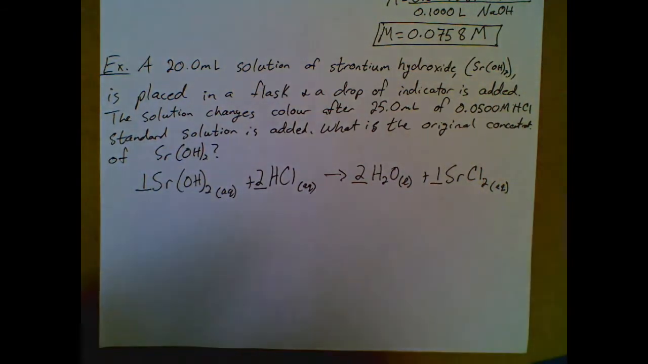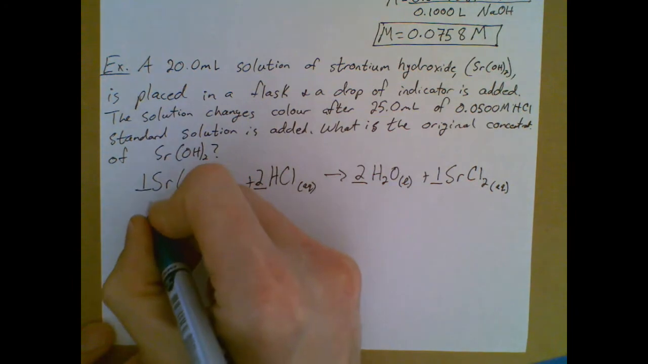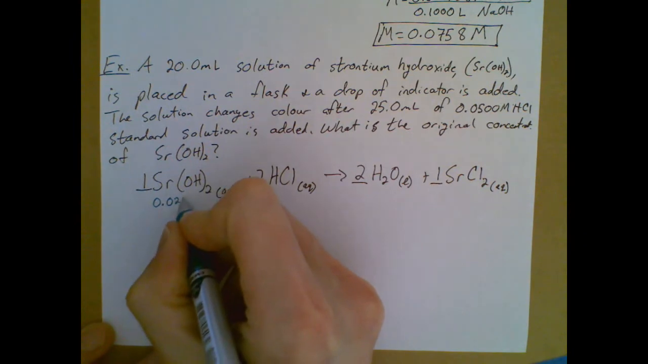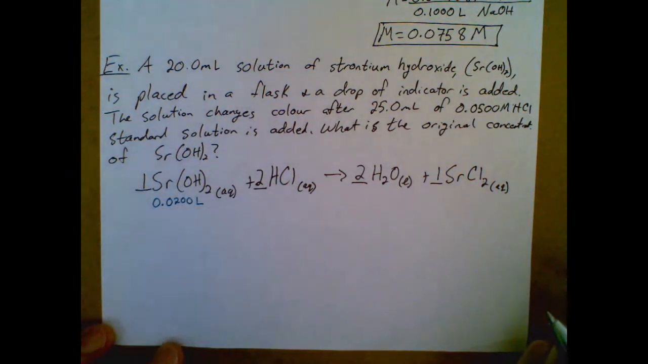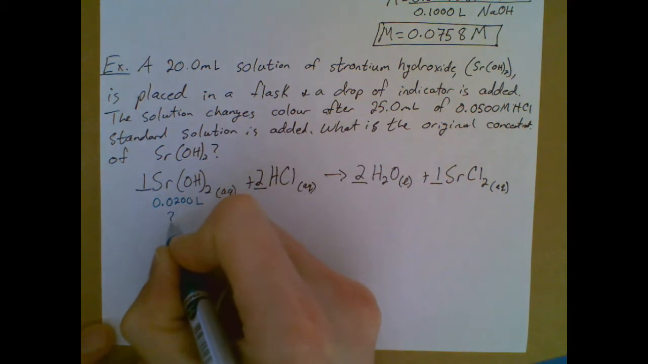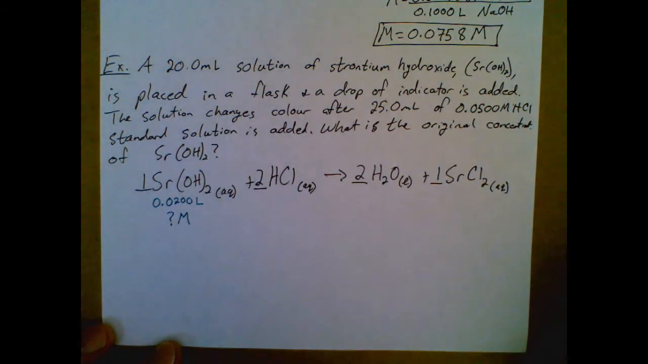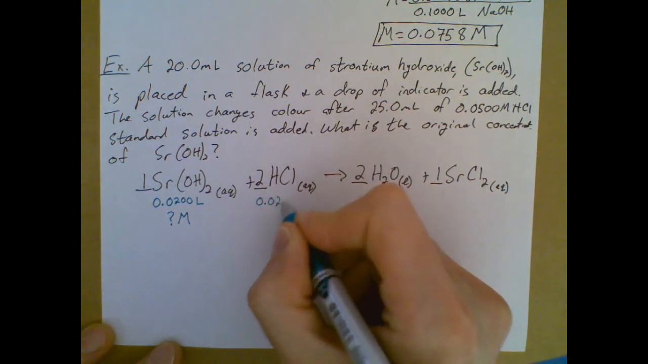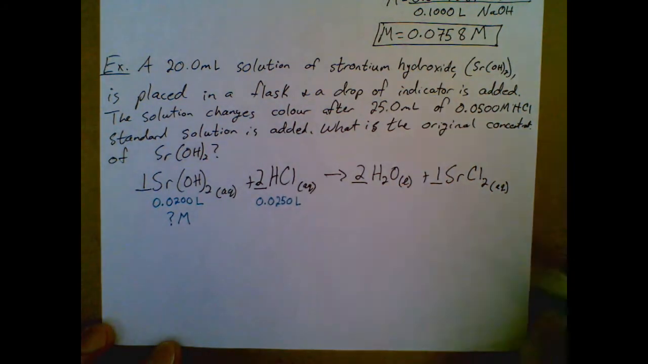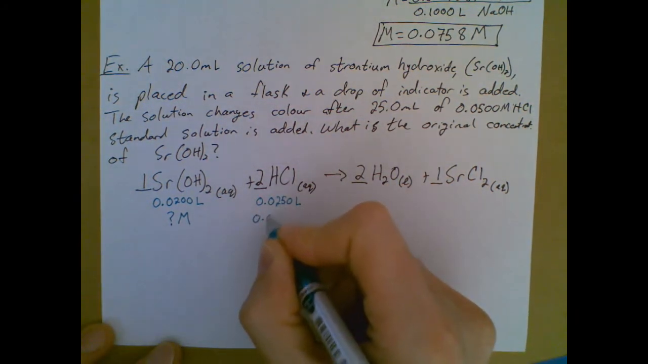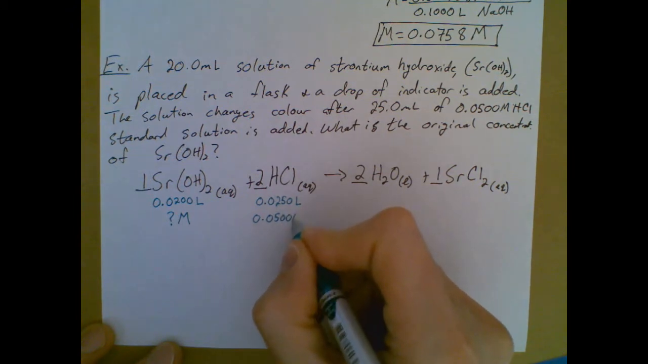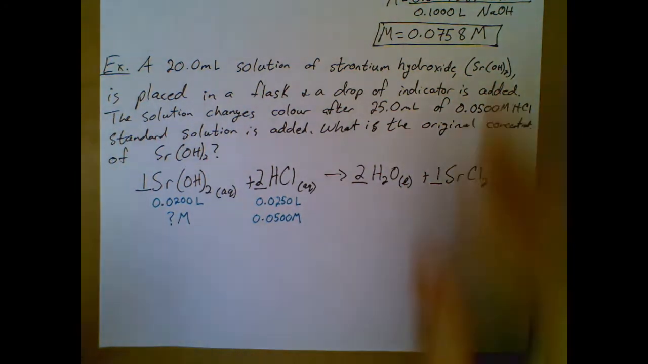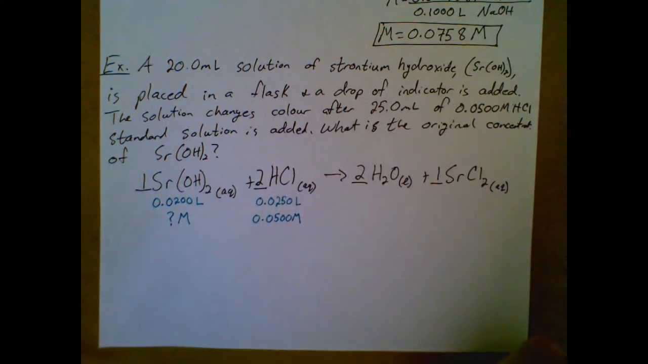Now, the other thing I like to do is write out my information. So I have 20 milliliters. We know, since we're dealing with the molarity formula, we're going to need that in liters. We also are trying to find the concentration of this substance. But we know that we have 25 milliliters, 0.0250 liters of HCl. And we also know, because it's our standard solution, one with a precisely known concentration, the HCl, we know that concentration. So that's step 1, balanced equation. I sorted out the information that I have.